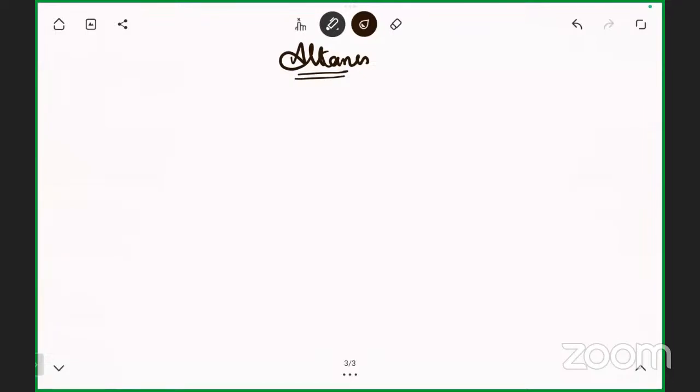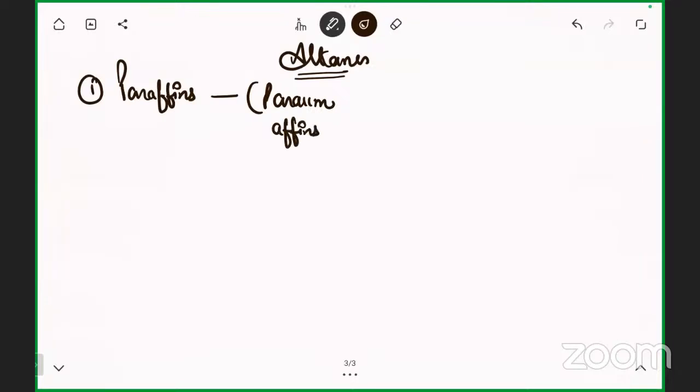If I talk about alkanes, first, what you have to remember is that alkanes are also known as paraffins. Why are they known as paraffins? If I divide the word, it will be parum plus affinis. Parum means little, and affinis means affinity. So this is the origin of the name paraffins.